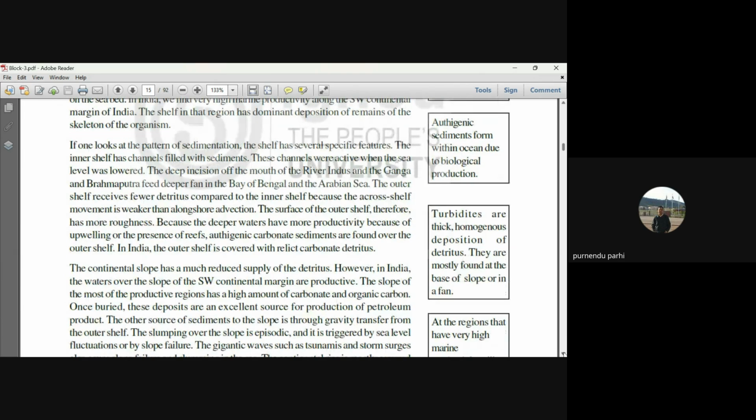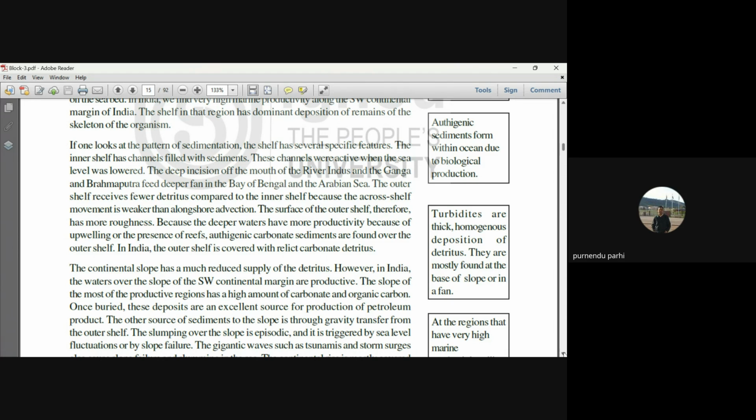If one looks at the pattern of the sedimentation, the shelf has several specific features. The inner shelf has channels filled with sediments. These channels were active when the sea level was lowered. The deep incisions at the mouths of the rivers Indus and the Ganga-Brahmaputra feed deep fans in the Bay of Bengal and the Arabian Sea.